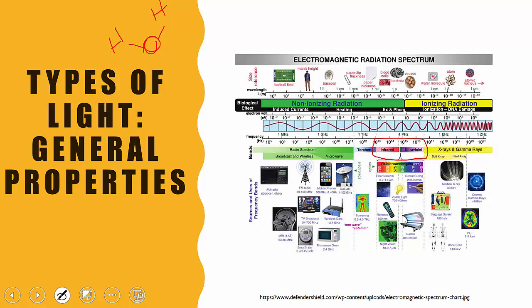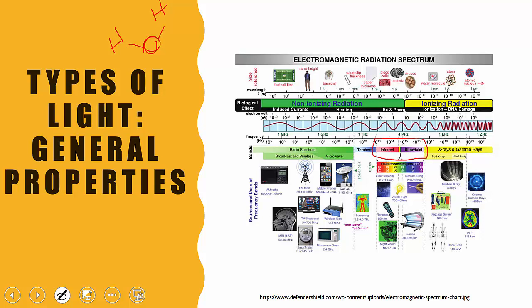Next up, this tiny little sliver of light in the center is visible light. This should put into perspective how much of the light range we actually see. Visible light is the only kind of light that we can see with our eyes, and it makes up just this tiny little fraction of the electromagnetic spectrum. After visible light is ultraviolet.